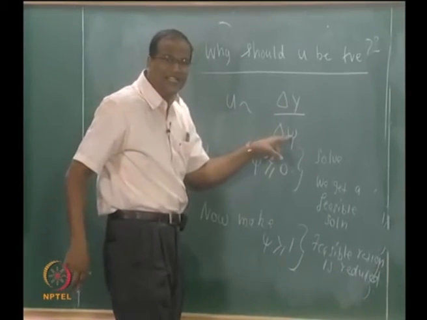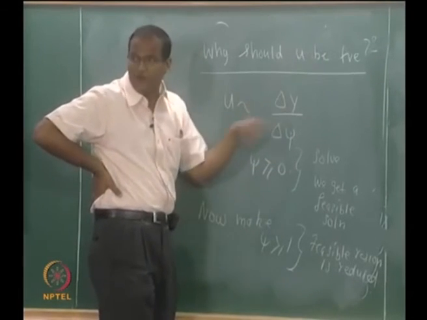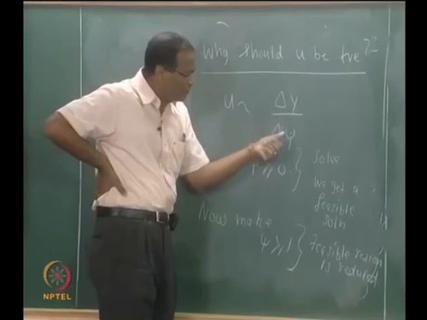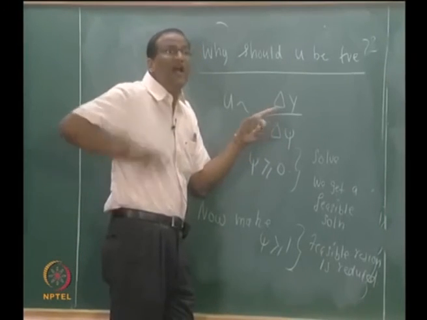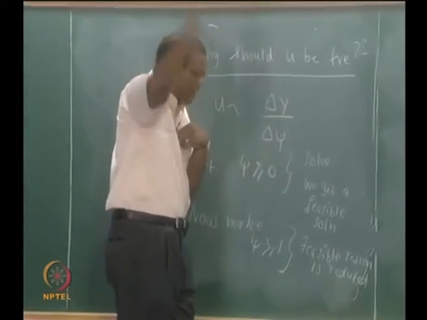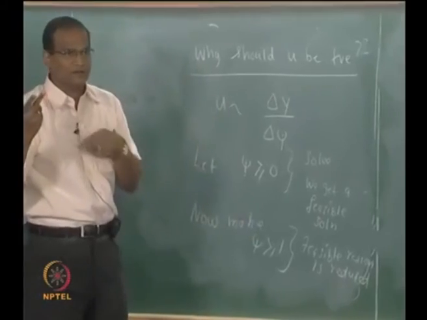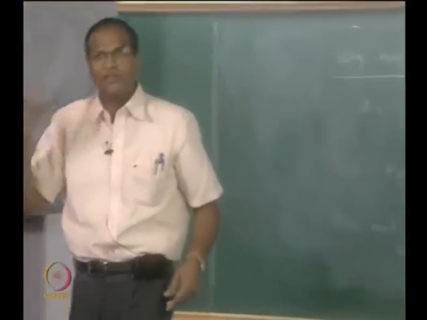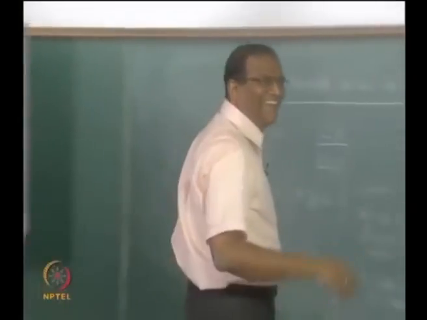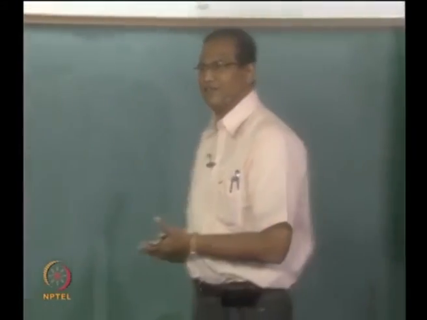Therefore while psi increases, y has to necessarily increase for a minimization problem. Therefore if del psi is positive, del y is also positive. I cannot hope to get a new value of y which will be less than what I got when psi is greater than or equal to 0, when I apply psi greater than or equal to 1. Therefore u is positive. Okay, it's just plain common sense.